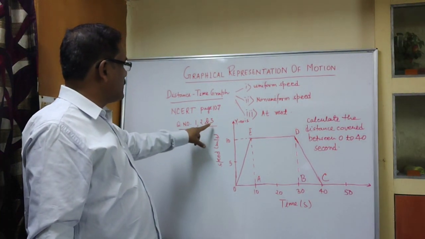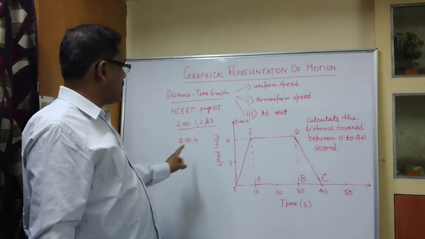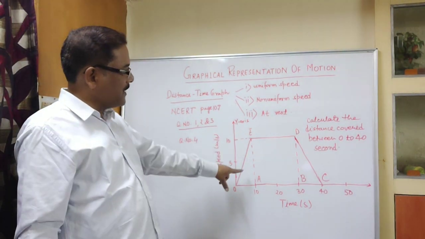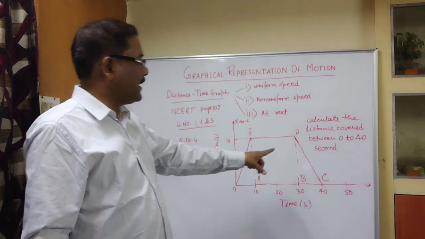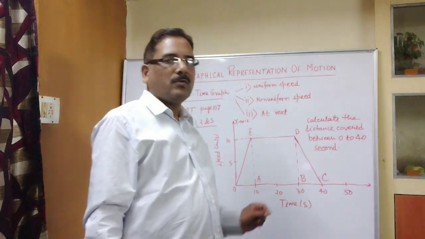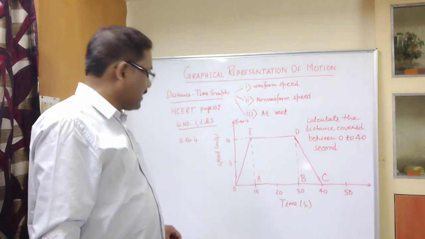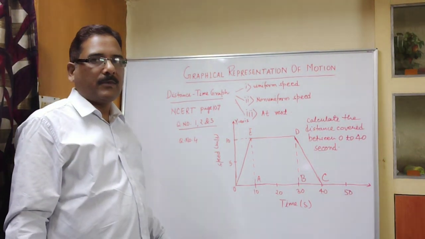Question number 1, 2, 3, NCERT, page 107, and question number 4 is based on the graph. You calculate the distance covered between 0 to 40 seconds. Next week we will discuss the velocity-time graph.